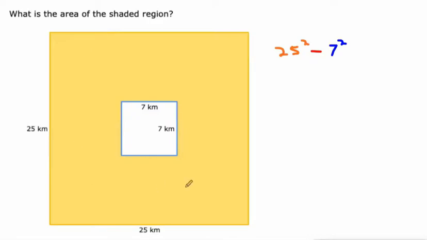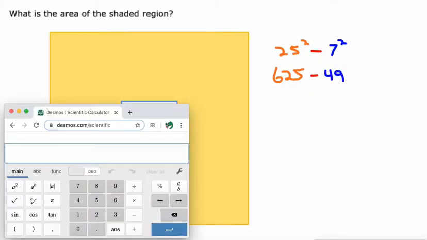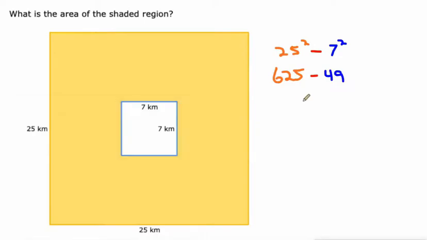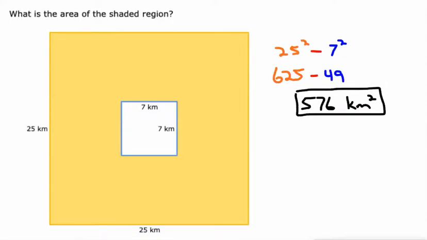It's like we've got this big square and we're cutting a hole out of it, so we're taking away some of its area. All right, so like I said, 625 minus 49. All right, so 625 minus 49 is 576. 576 square kilometers, or kilometers squared. Also, well, I'll show you that in a second.